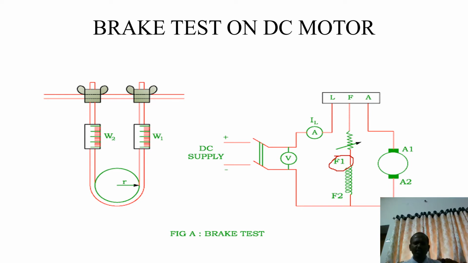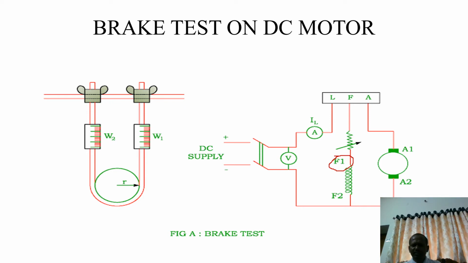On the shaft there is a drum which is connected to weights. So here you can observe V measures the supply voltage, and A measures the line current, connected in line with the load.